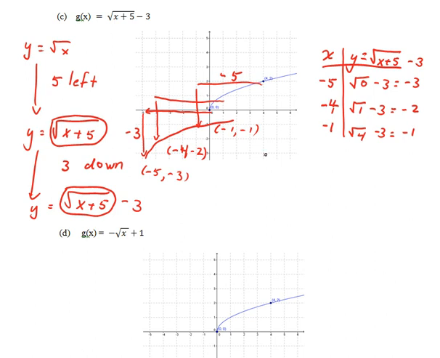Note that here for g, the domain is going to be all values of x greater than or equal to negative 5, and the range is going to be all values of y greater than or equal to negative 3.